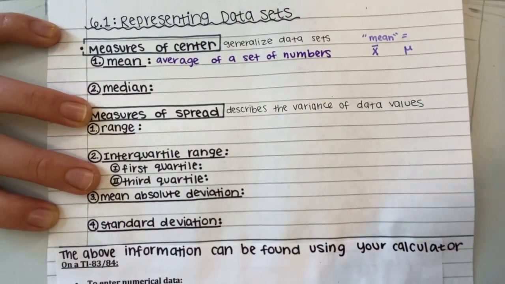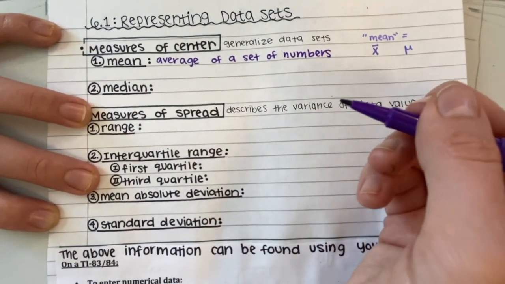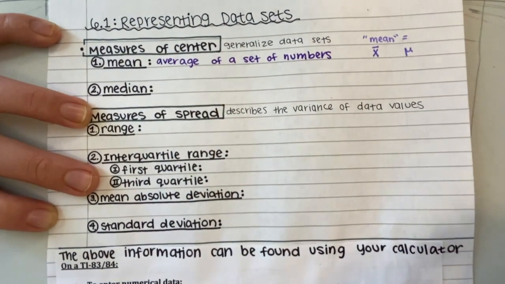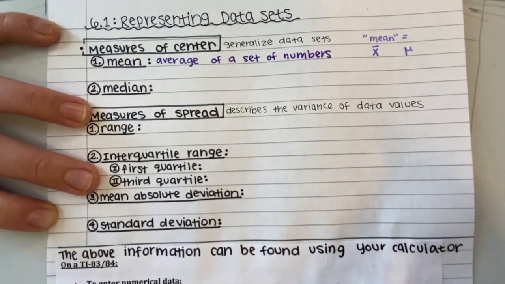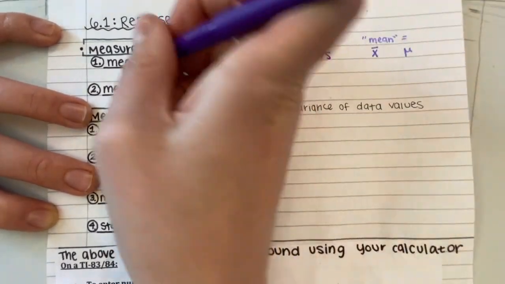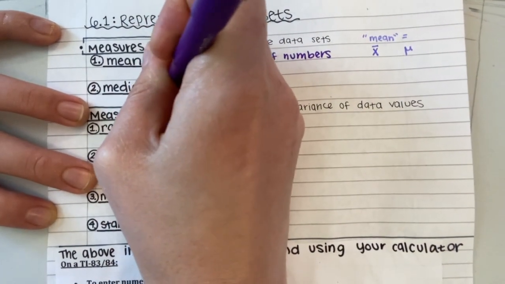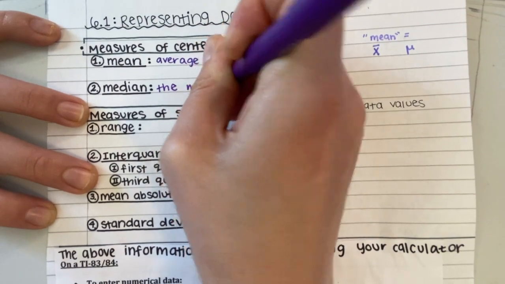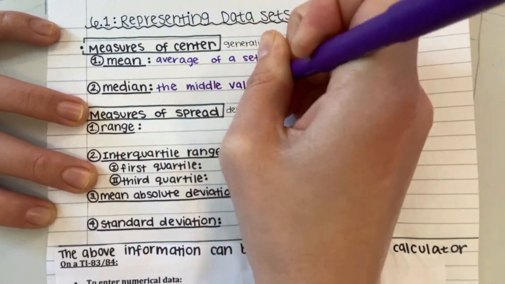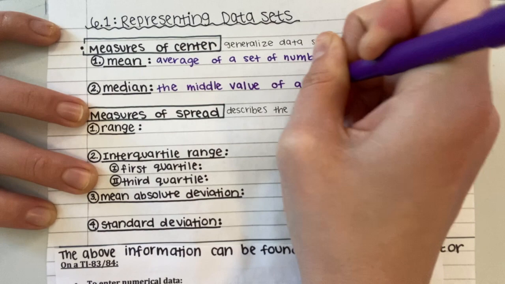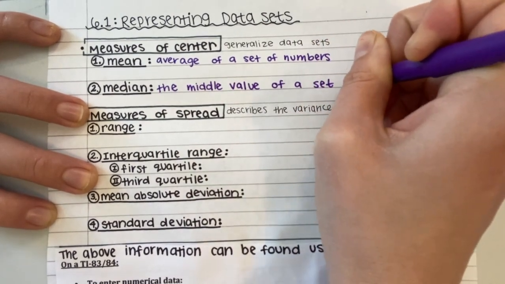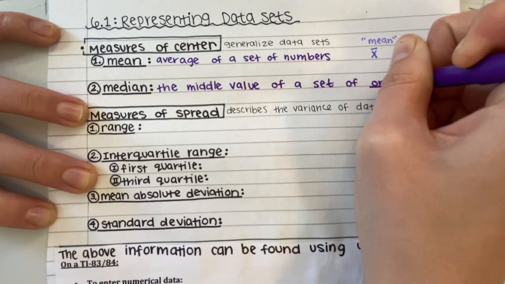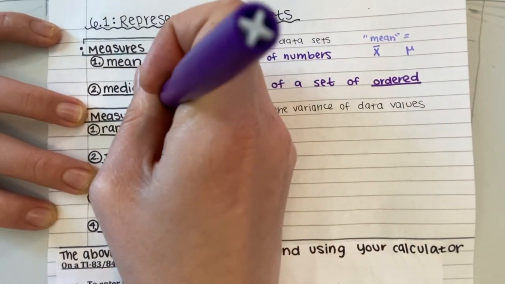Our median is the middle value of a set of ordered numbers. So the key part in this definition is that the numbers are in order from least to greatest. So it's the middle value of a set of ordered numbers.